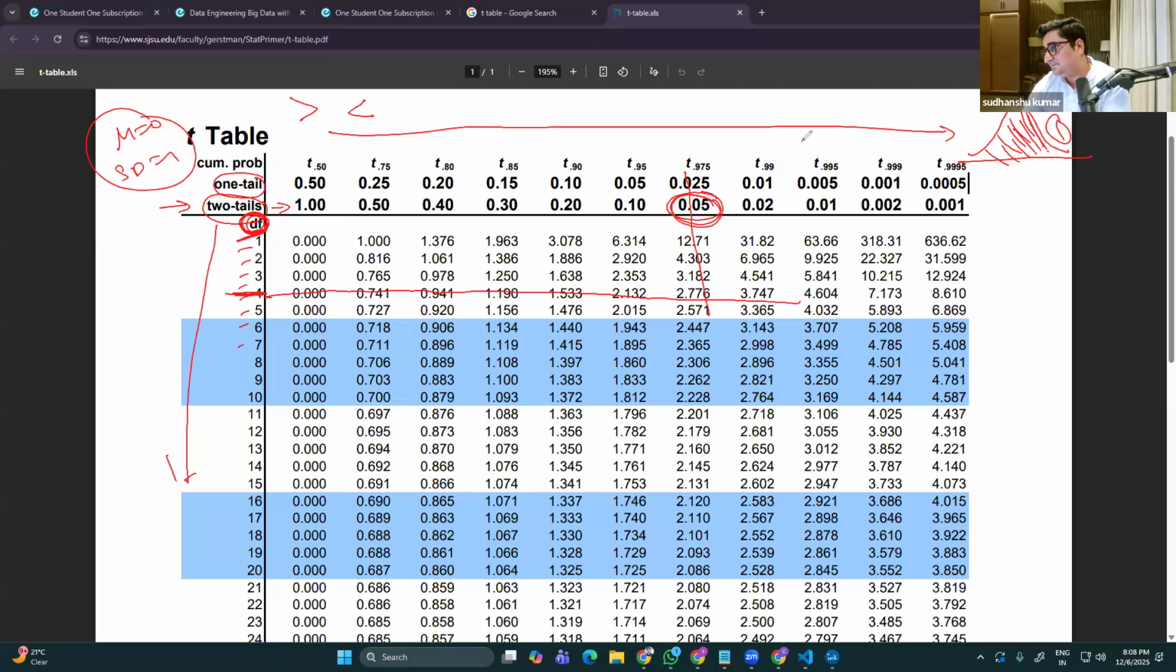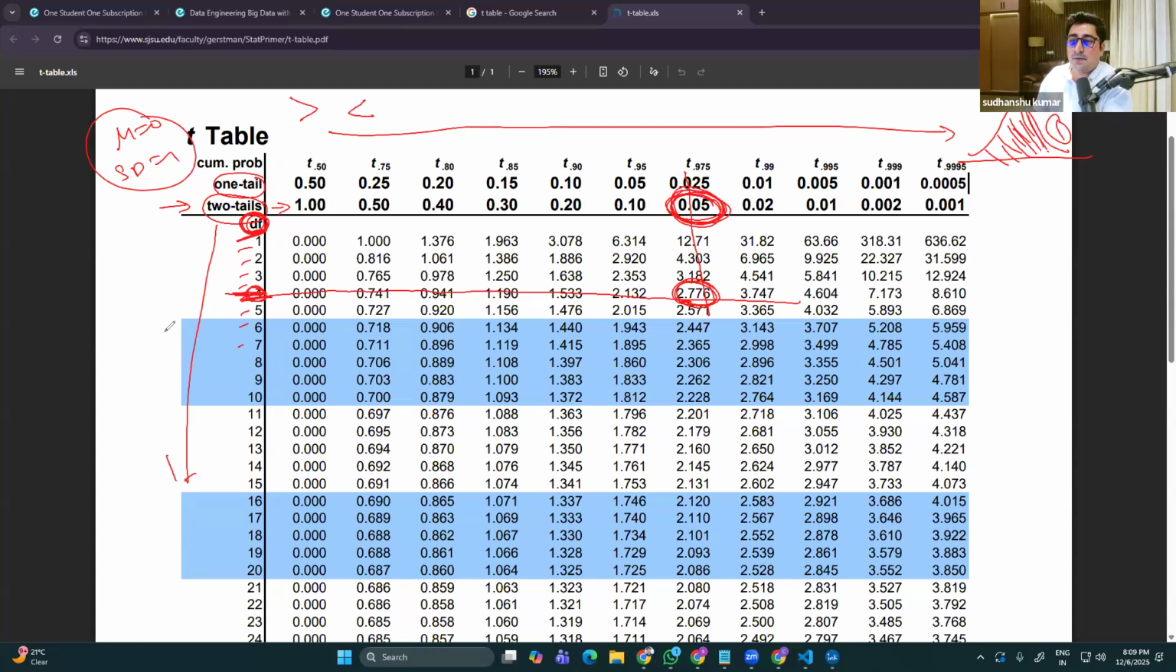So here, let's focus on our problem. My degree of freedom is equal to 4. This is the meaning of degree of freedom, total data minus 1. And here our significance level, our alpha, is equal to 0.05. So what is the value that we are able to get? We are able to get 2.776. This is the value that we get over here.